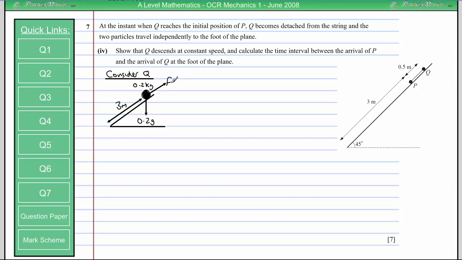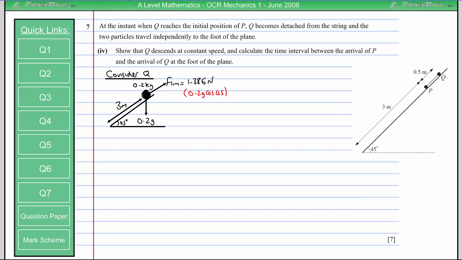So we have F lim equals 1.386 newtons. In brackets underneath I'm going to put 0.2 g cos 45, because if I do a calculation with this I'm going to use the exact value to keep the accuracy of my answer as high as possible. We know the angle is 45 degrees. So we know all of the forces acting on the block, and we know the mass of the block, which means we have enough information to work out the acceleration of the block.